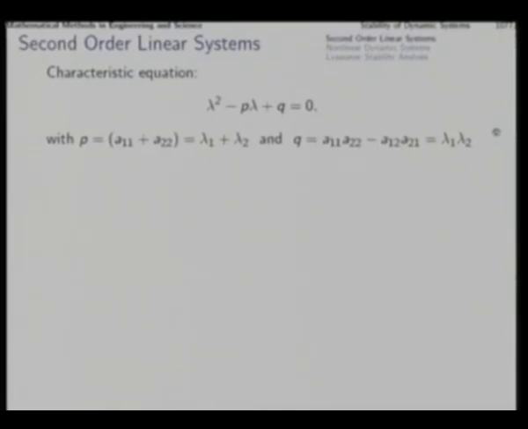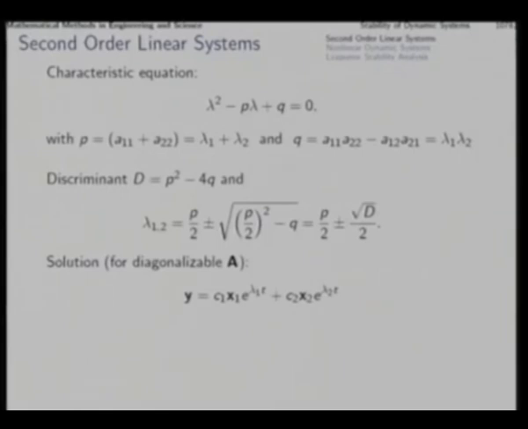Now we will consider different cases that may arise. We know that the discriminant of this quadratic equation is P square minus 4Q, and depending upon whether this is positive or negative, we have different cases of the way we will get the two eigenvalues. Now, of course the two lambdas will be given by this standard formula for the quadratic equation solution.